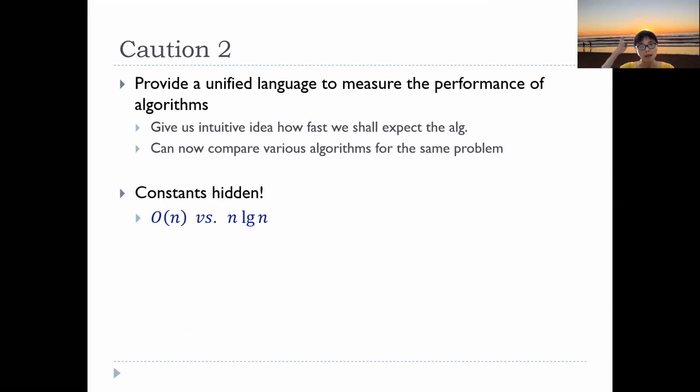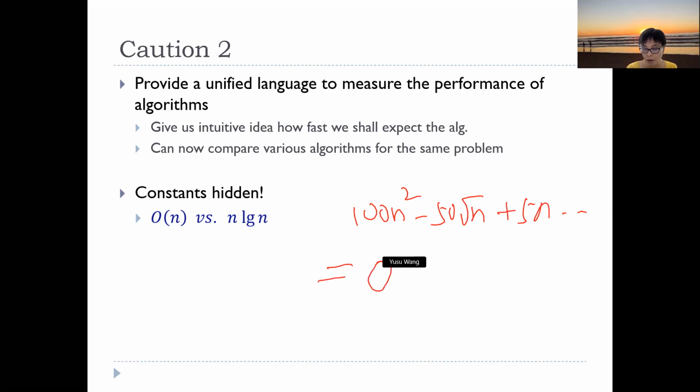Now, we like this asymptotic language because it gives us a quick intuitive idea of how fast your algorithm is. So if I say, oh, my algorithm is 100n squared plus 50n square root n plus 5n and so on, this looks too complicated.